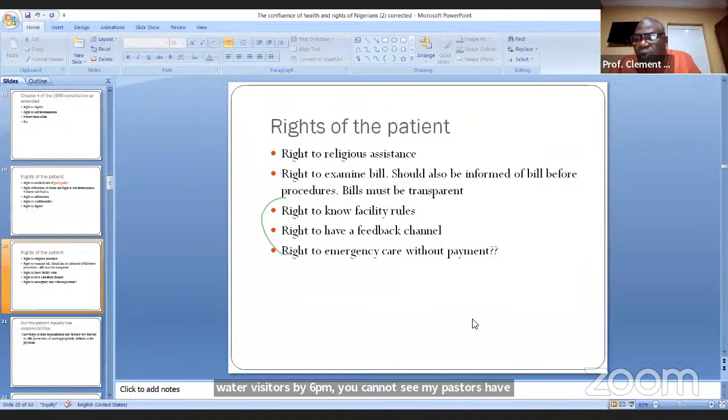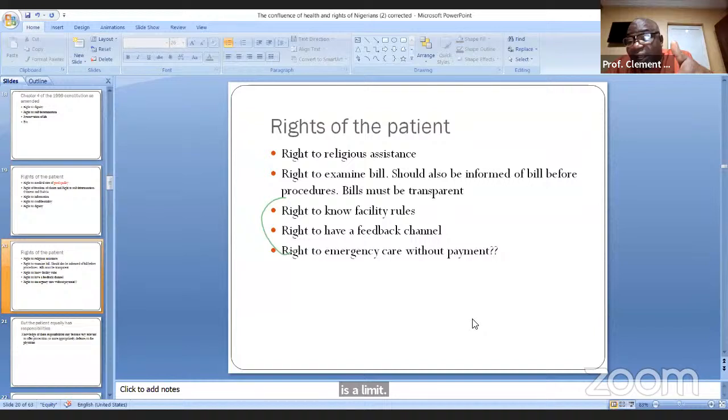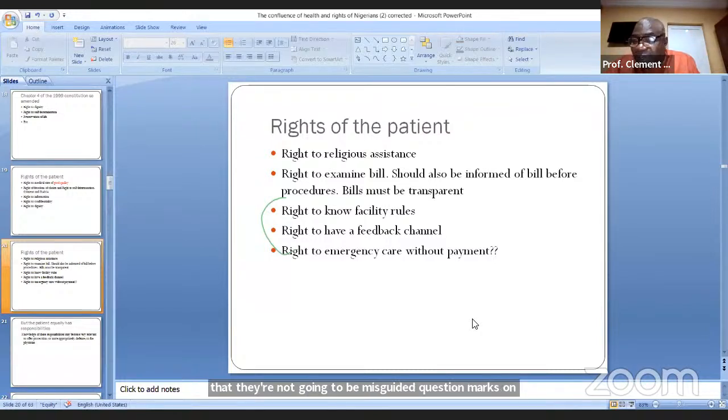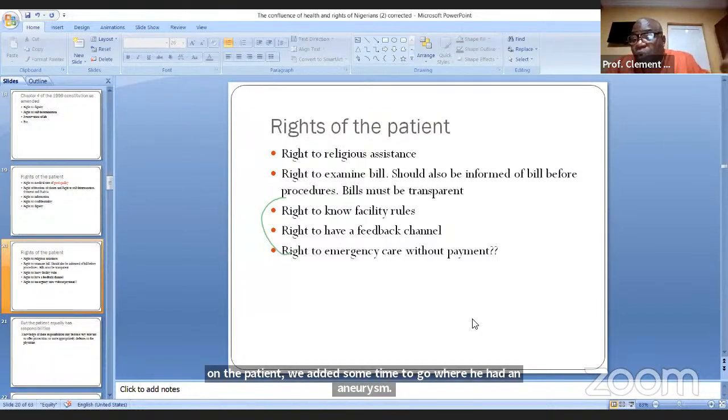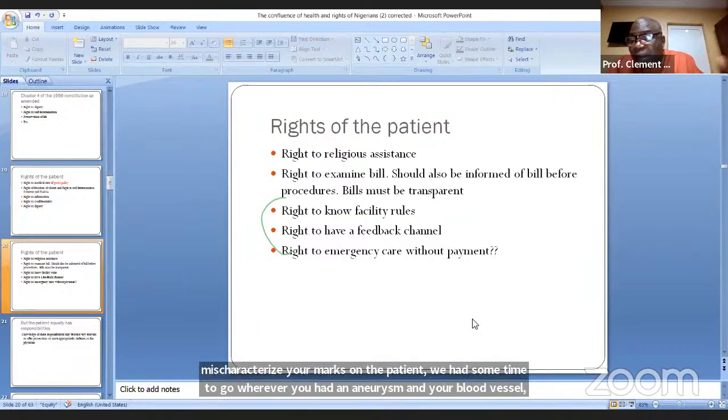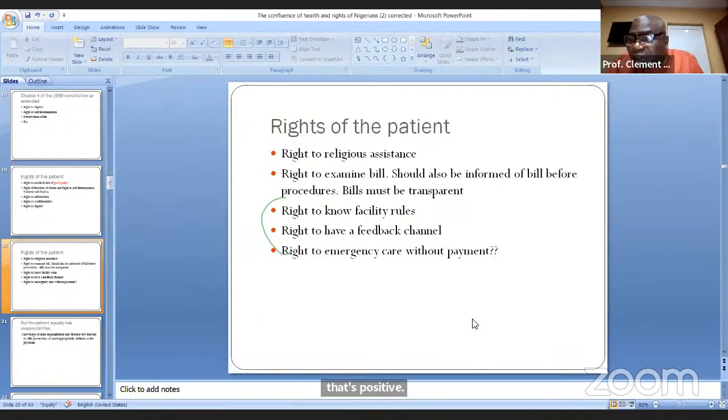It's not acceptable. But once it's within the ambit of the law, and the patient says, I have a visitor, let my pastor come and pray for me, you cannot stop it because it's an imam or because it's a bishop. But while they are doing that, you also need to be careful that they are not going to be making scarification marks on the patient. We had this some time ago where a patient had an aneurysm. An aneurysm is a dilated blood vessel that's pulsating. So he said, we have somebody that I want to pray for, not knowing that we have these native doctors or traditional people.